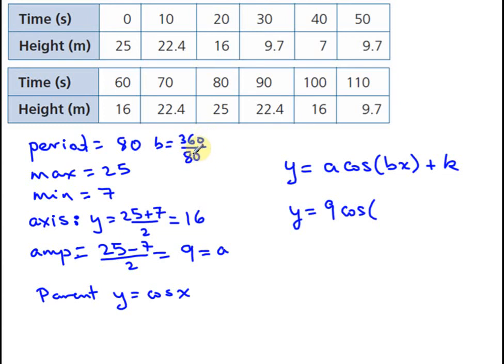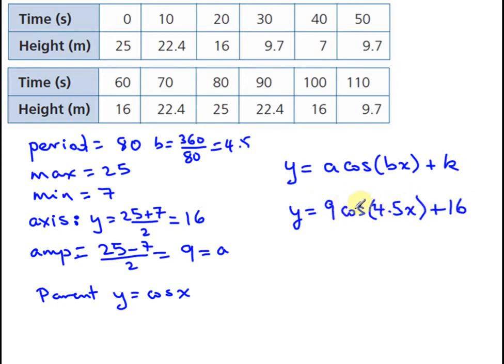I'm just going to take a second here and calculate that. So 360 divided by 80 gives me 4.5. That means that my b value is just 4.5. Let's put that into the equation. And then the k value is just my axis, so here, plus 16. And there we have our equation.